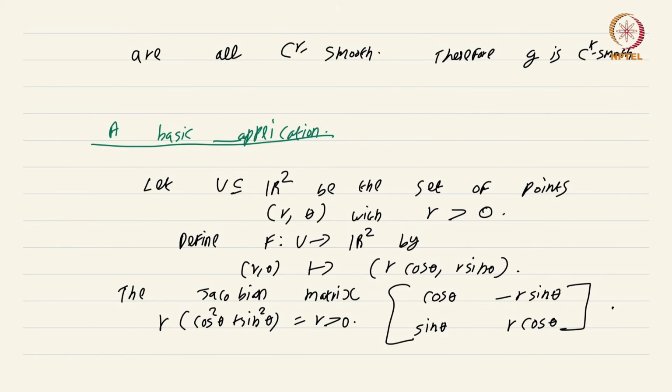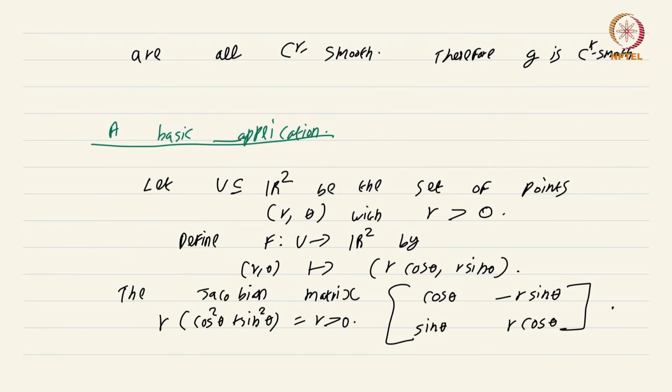That means that this map F is a local C infinity diffeomorphism. You can extend the previous result for C^k smooth to k equal to infinity in a straightforward way. So this essentially shows that this transformation from polar coordinates to Cartesian coordinates is a local C infinity diffeomorphism.